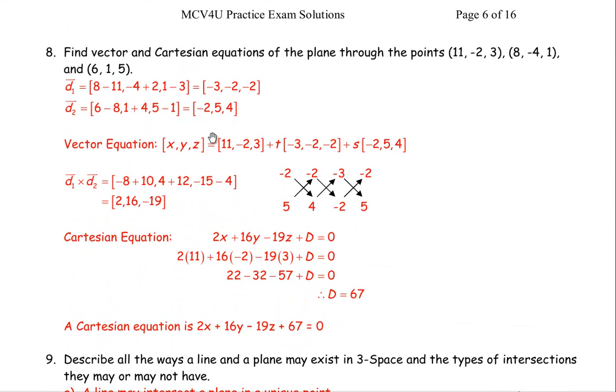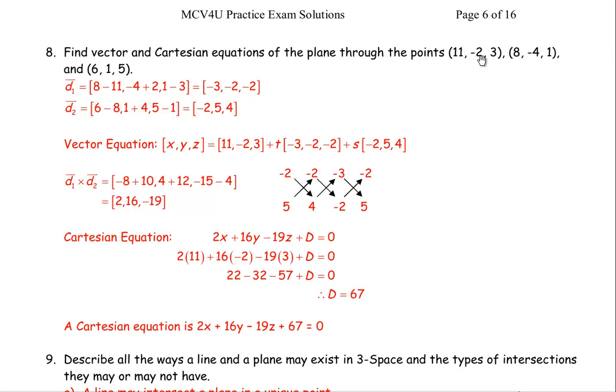For number 8 on page 6, it says find vector and Cartesian equations for the plane through these 3 points. So this is the equation of a plane. In order to get the vector equation, you need 2 vectors in the plane, 2 non-parallel vectors. So we could take vectors between any pairs of these points.